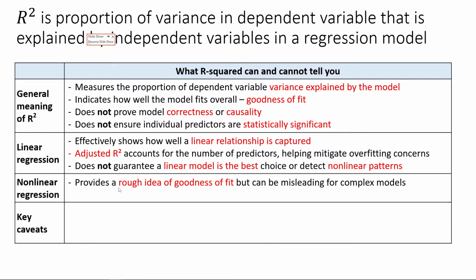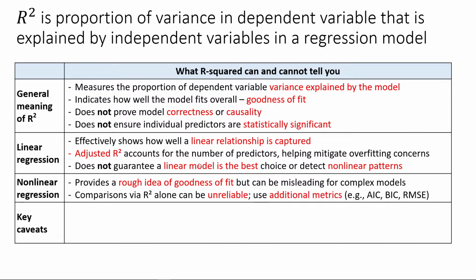It provides a rough idea on the goodness of fit, but can be misleading for complex models. If you have a complex model with many parameters and high nonlinearity, your R square could be misleading and might not be useful. And for comparison, R square alone can be unreliable, and we usually use an additional metric, as I told you, like the information criterion method, or Bayesian model evidence.